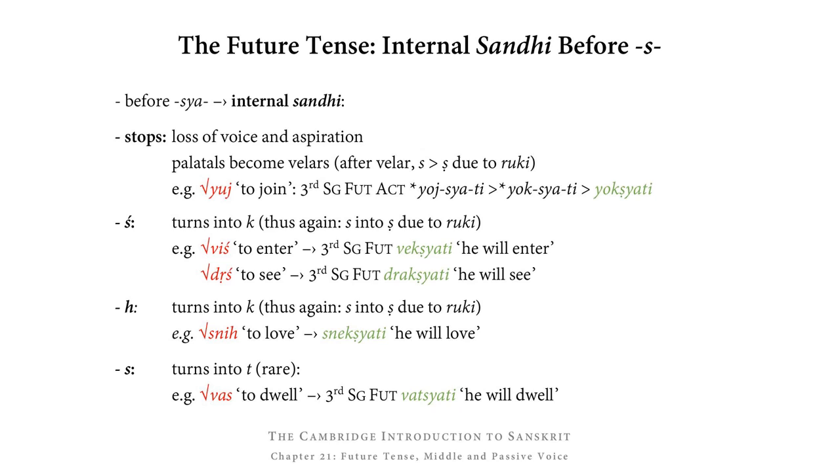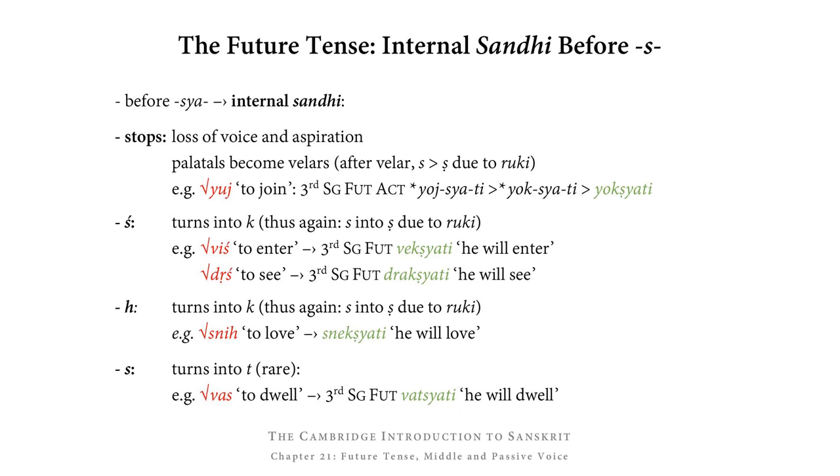So, for example, of yuj, meaning to join, we might expect a future form yojsyati, with yoj being the guna of yuj, and then we add sya, and then we add ti. But in front of the sya, the j at the end of yoj first of all loses its voice, becoming ch. ch is a palatal sound, which is then replaced by its corresponding velar form, which is k. And so we have yok, sya, ti. After the k, sya becomes shya due to ruki, and so we get yok, shya, ti.